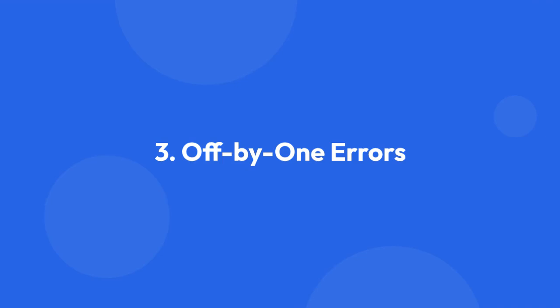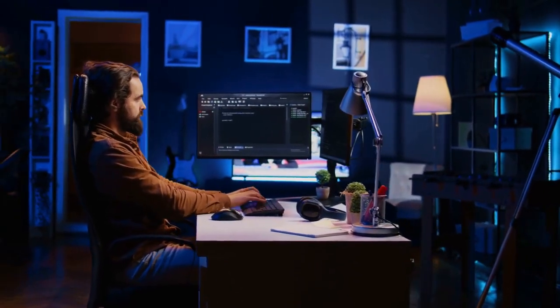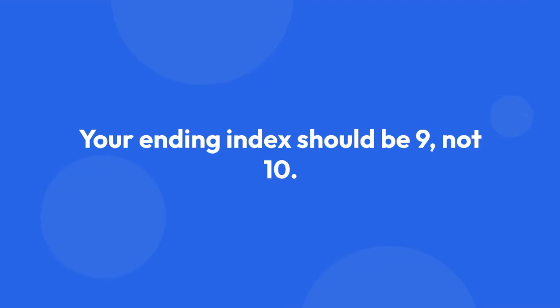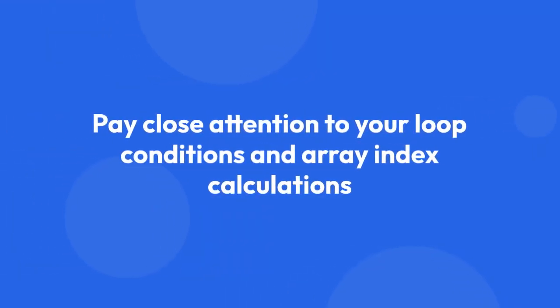Remember, array indices start at 0, not 1. 3. Off by 1 errors. These are sneaky. You might be off by 1 index in your calculations. For example, if your source array has 10 elements, indices 0 to 9, and you try to copy 10 elements starting at index 0, your ending index should be 9, not 10. Pay close attention to your loop conditions and array index calculations to avoid this.